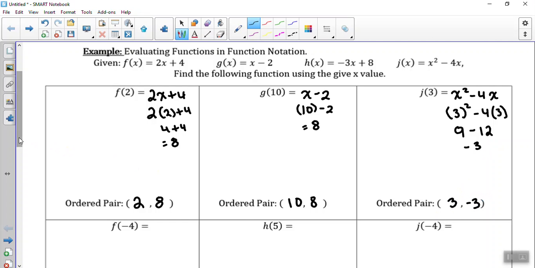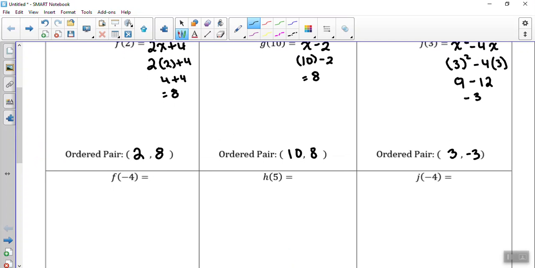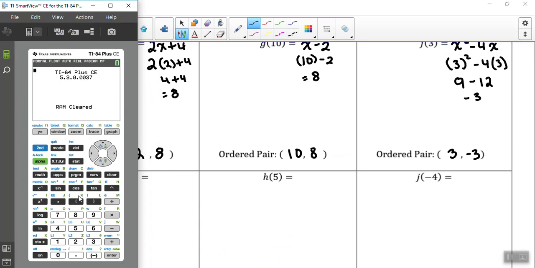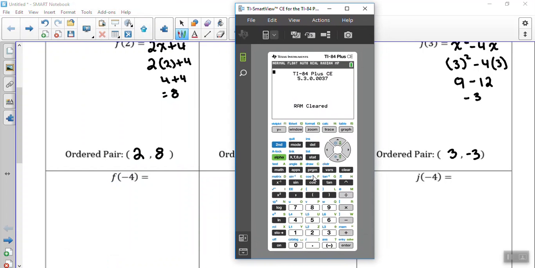Alright, and I'm going to do 3 more examples here, and here I just want to introduce the calculator, something about the calculators we have in class. It does the order of operations for you, so if we know exactly what to plug into the function, we can enter it in our calculator and it will do the order of operations for us.